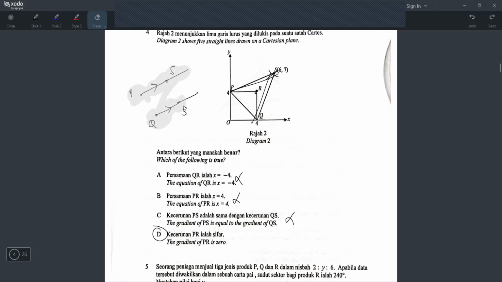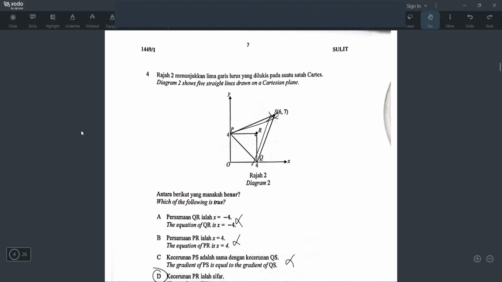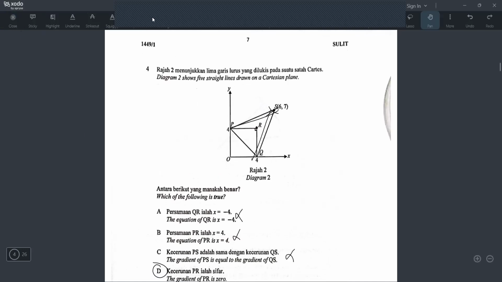Right? So of course, strong students, they will know the answer is D, right? But what about the weak students, right? So what about students that don't understand this concept? So I will explain using this way. So let's talk about straight line.